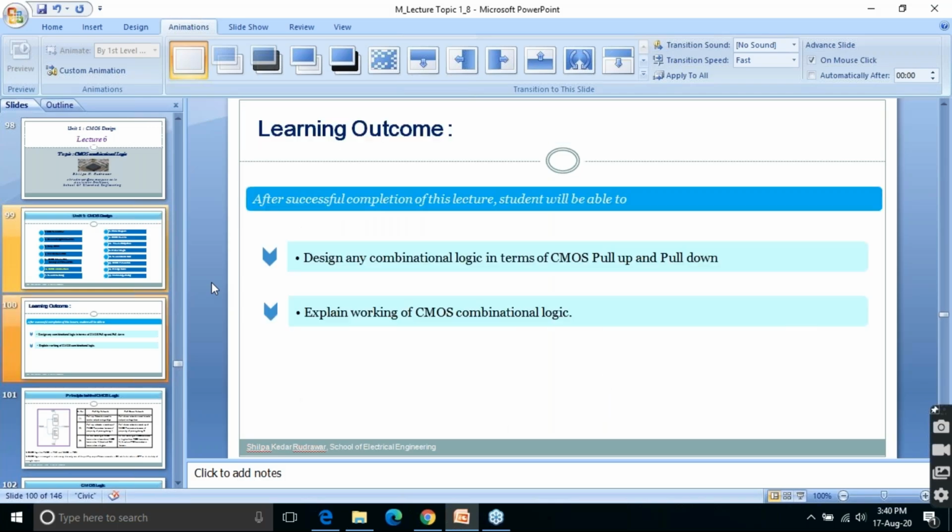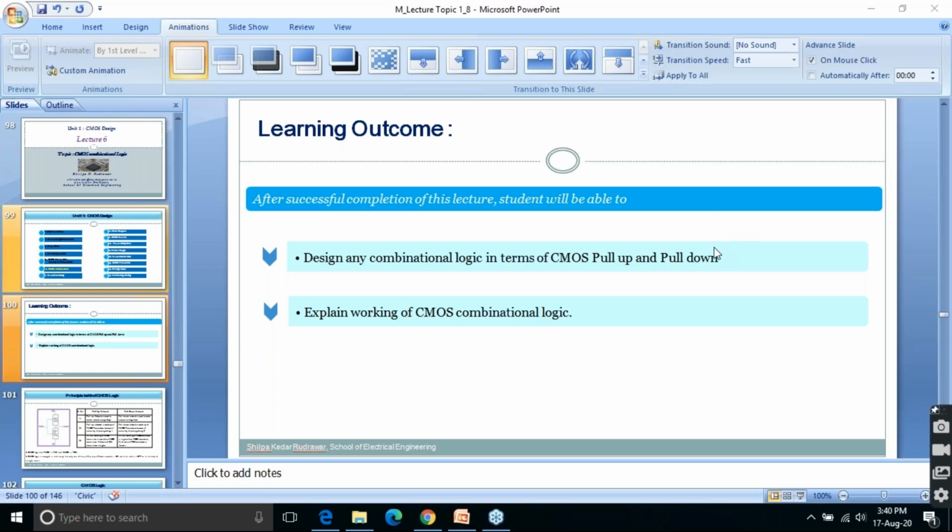So what is the learning objective or outcome of this? After completing this particular point or lecture, you will be able to design any combinational logic in terms of CMOS circuit. If I say AND gate, you will be able to implement that AND gate using CMOS circuitry. You will be able to explain the working of CMOS combinational logic, and after drawing this AND gate, explain how it is giving the AND gate output.